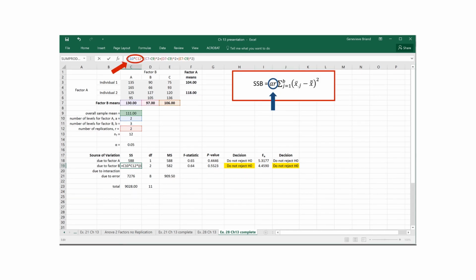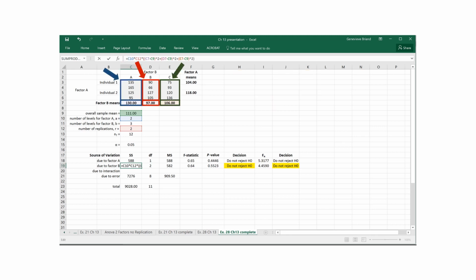First, sum of squares due to factor B. Similarly to what we had for factor A, the weighting of the sum of squared deviations of factor B means from the overall mean is the number of levels for factor A times the number of repetitions. So 2 times 2, 4, which corresponds to the number of observations each factor B mean is based on.